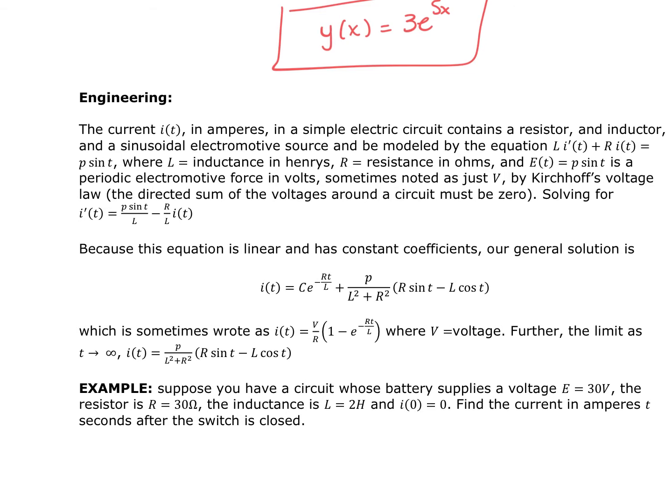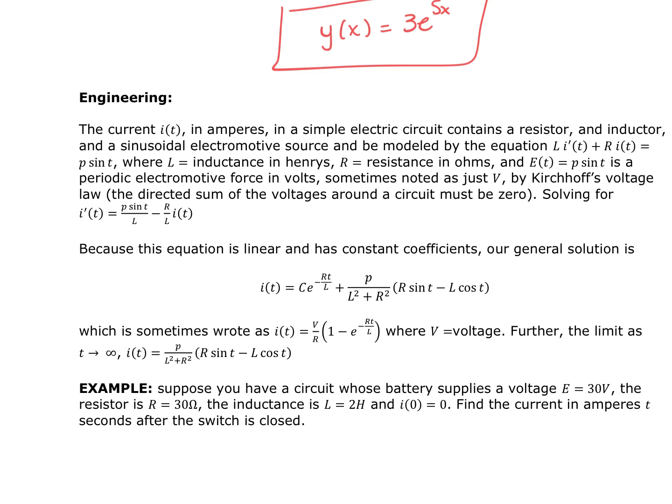Let's take a look at this example when we're looking at engineering. So the current, labeled I of t, in amperes, in a simple electric circuit. It contains a resistor, an inductor, and a sinusoidal electromotive source, and can be modeled by this equation: L I prime of t plus R I of t is equal to P sine of t. Well, L is the inductance in henries, R is resistance in ohms, and E of t equal to P sine t is a periodic electromotive force in volts, sometimes noted just by V.